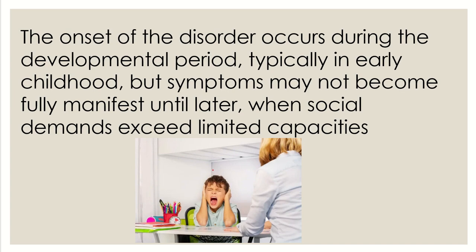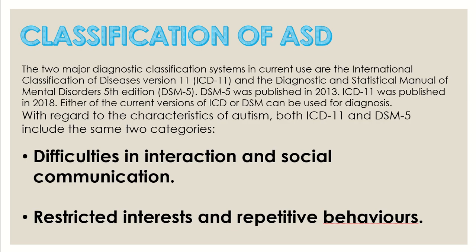Now, the onset of this disorder occurs during the developmental period, typically in early childhood, but symptoms may not become fully manifested until later, when the social demands exceed limited capacities. As long as the children are at home, surrounded by their favorite people, by their parents, by their siblings, by their loved ones, symptoms are not that evident. But as soon as they are exposed to the outer world, they have to face different things and deal with different matters, and that is the time the demands exceed their capabilities, and the symptoms slowly and gradually start to appear.